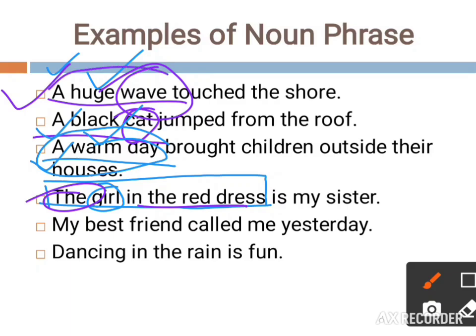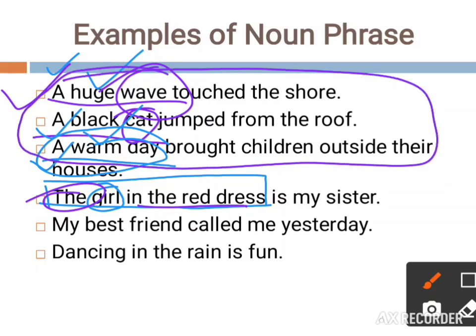Till sentence number 1, 2, 3, we did not have any post modifier after the noun. But in sentence number 4, the girl in the red dress is my sister, we have post modifiers also of the noun. So the girl is the noun, the is the determiner here, the article, in the red dress is the post modifier.